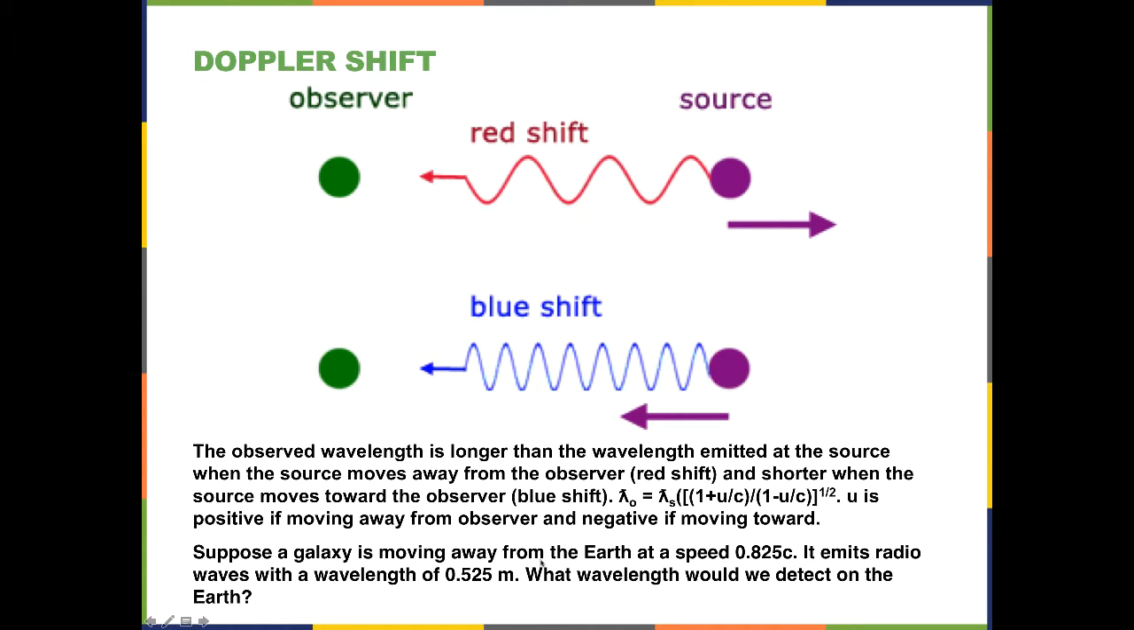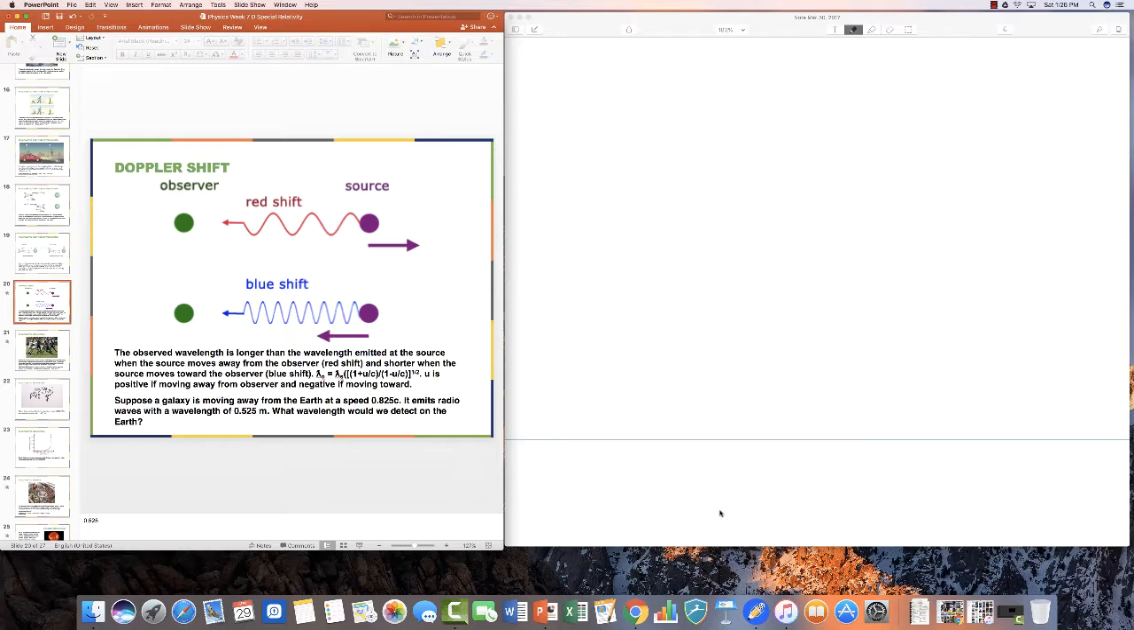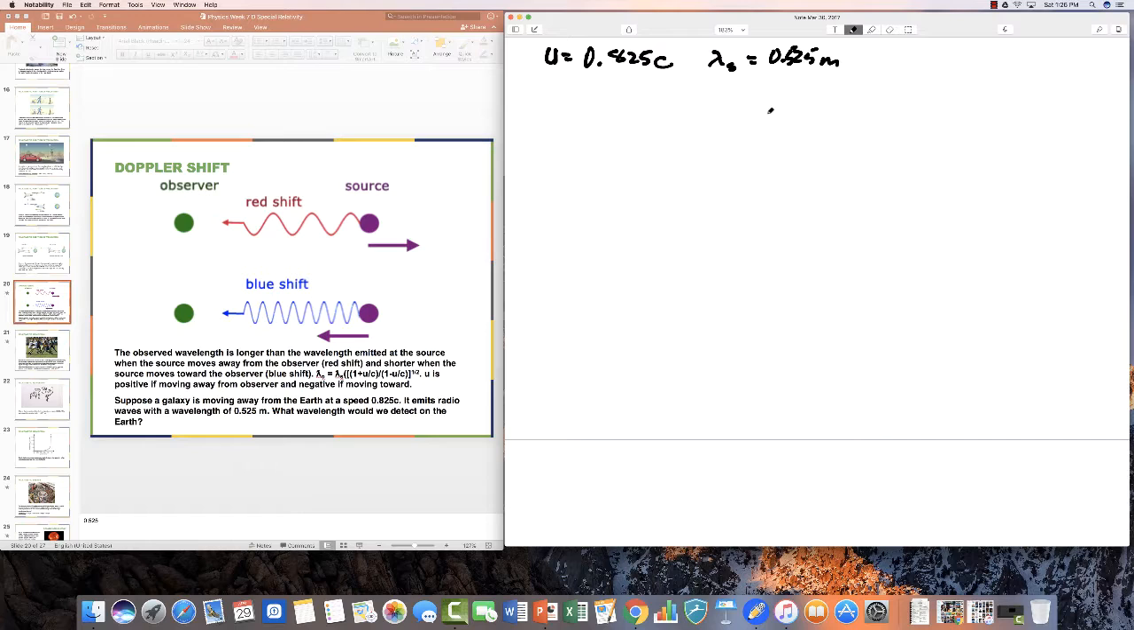So if you have a galaxy moving away from the Earth at a speed of this, it emits a radio wave with this length. What is the new wavelength detected on the Earth? So what do we know? Well, first of all, we know the velocity of the source is going to be 0.825 c. We know the source wavelength, which is 0.2525 meters. And we want to know what the wavelength is of the observed.